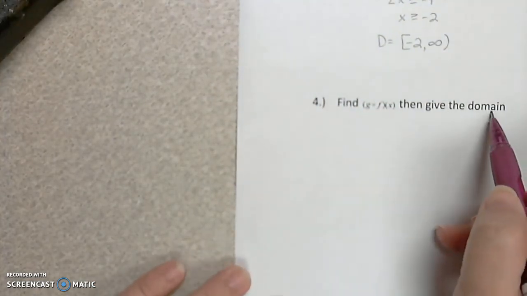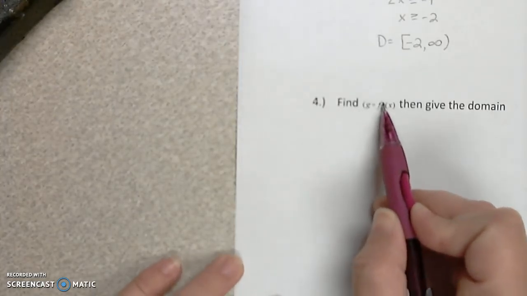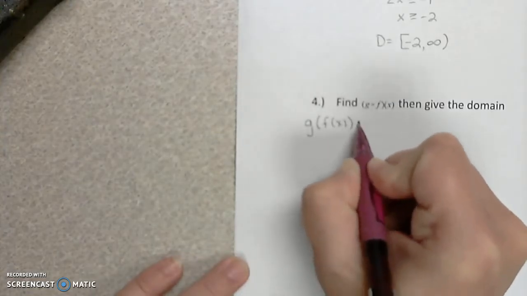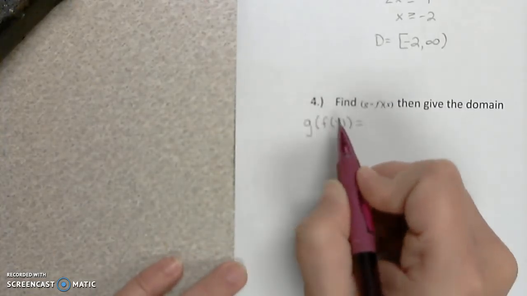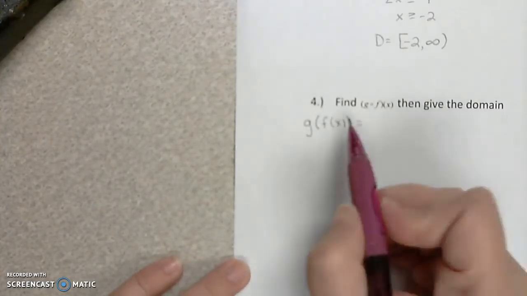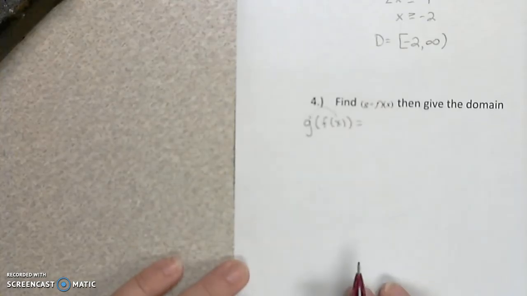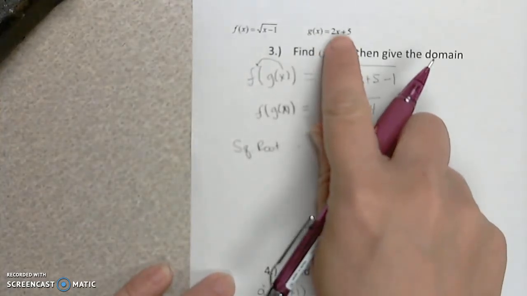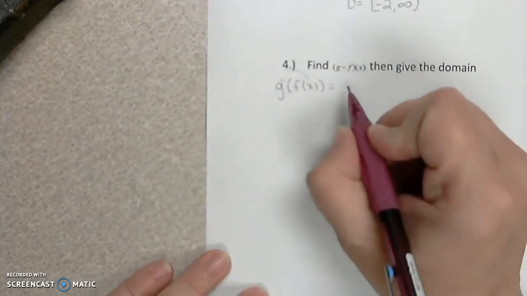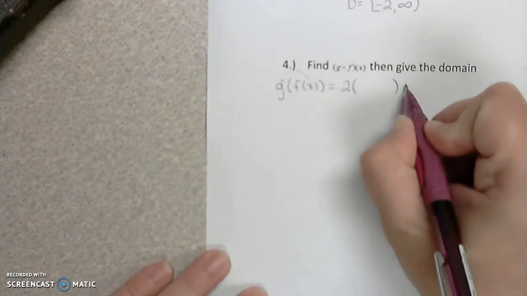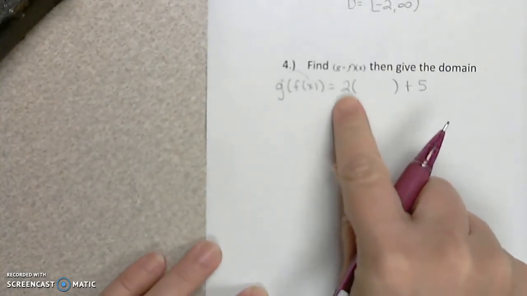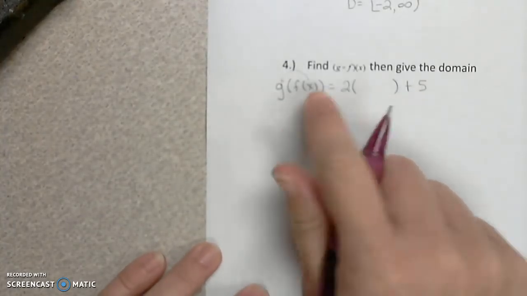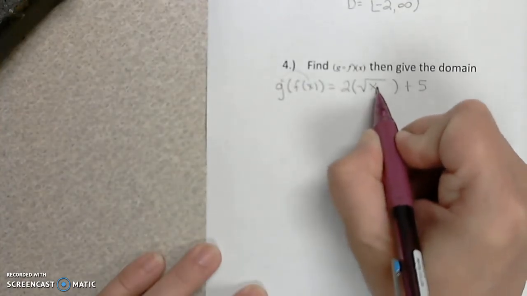Alright, now I want to do the same thing, except this time I'm going to fill in f into g. So it should be like this, g of f of x. Instead of putting a value in for x, I'm putting the entire function in for x. So I want to take the function f and fill it into g. So the function g, we said, is 2x plus 5. Alright, so I'm going to say 2, and instead of writing an x, so here's my function g, 2x plus 5, but instead of writing the x, I'm going to put the function f of x, which is the square root of x minus 1.